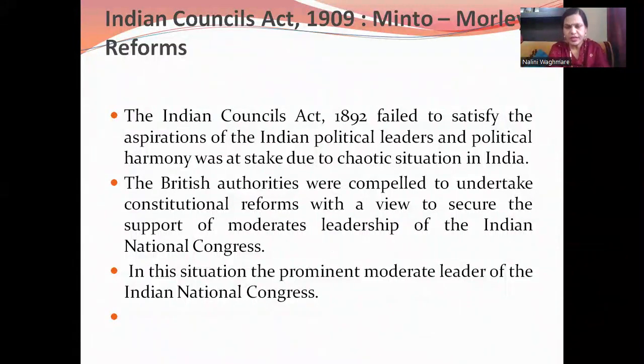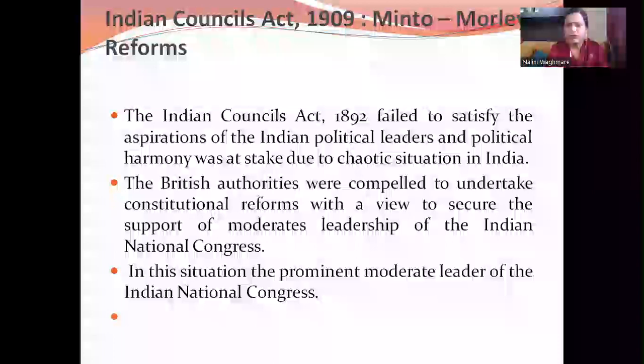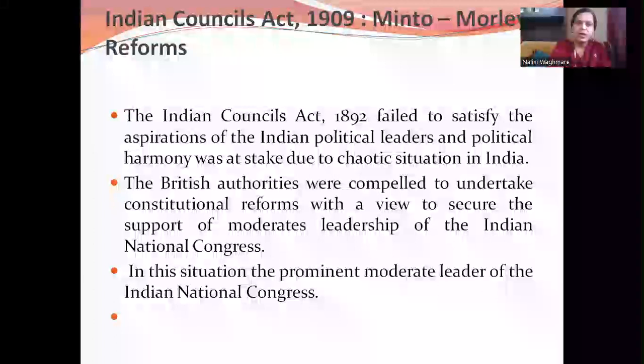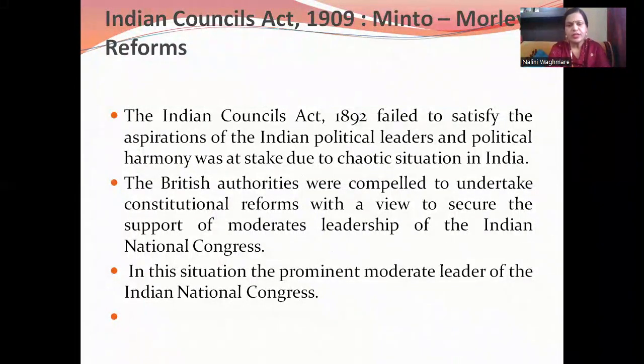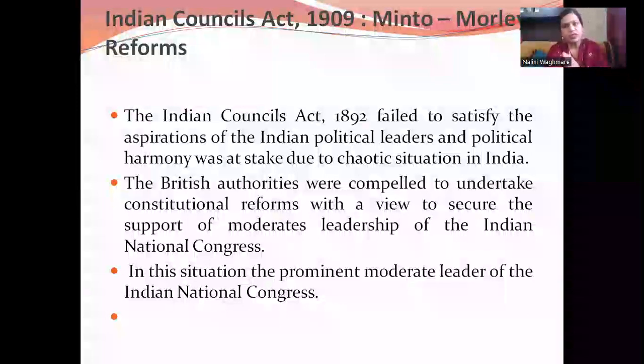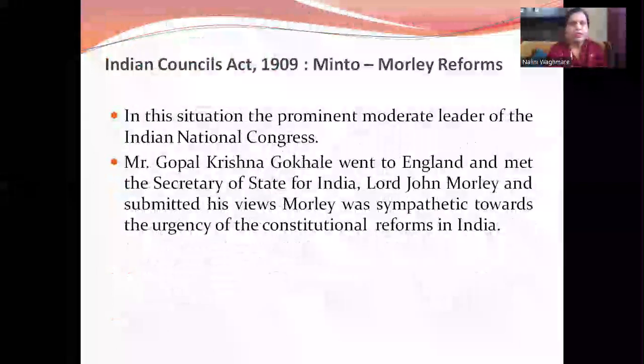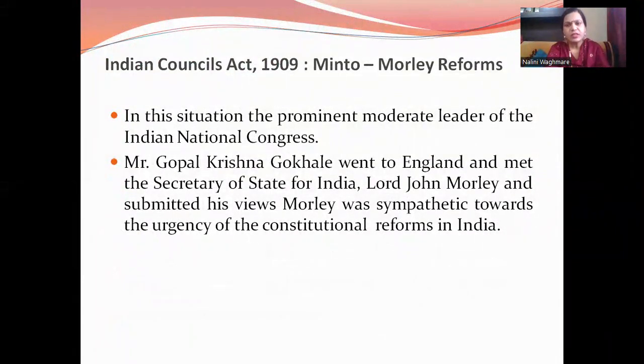Again, political harmony was at stake due to the chaotic situation in India. The British authorities were compelled to undertake constitutional reforms with a view to securing the support of the moderate leadership of the Indian National Congress. The British wanted to win the favor of the prominent moderate leaders. In this situation, prominent leaders of the Indian National Congress like Mr. Gopal Krishna Gokhale went to England, met the Secretary of State for India, Lord John Morley, and submitted his views.